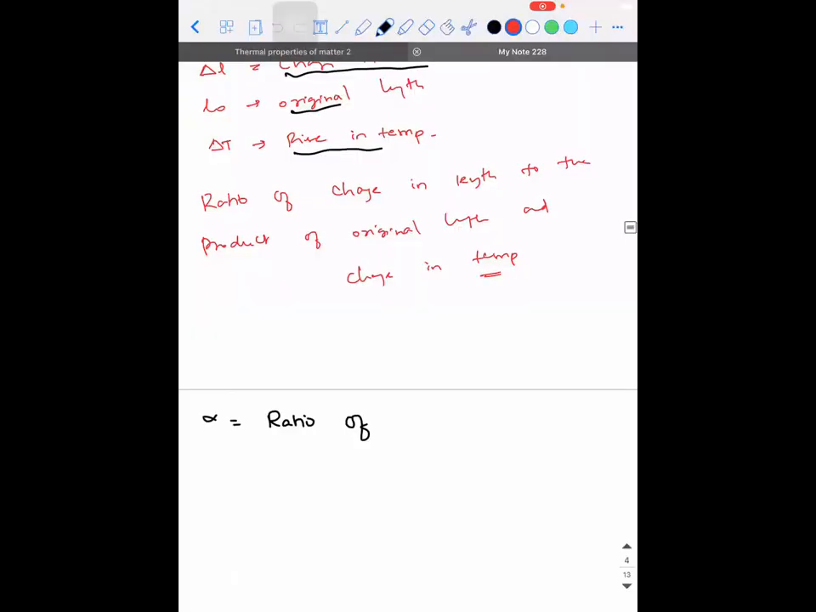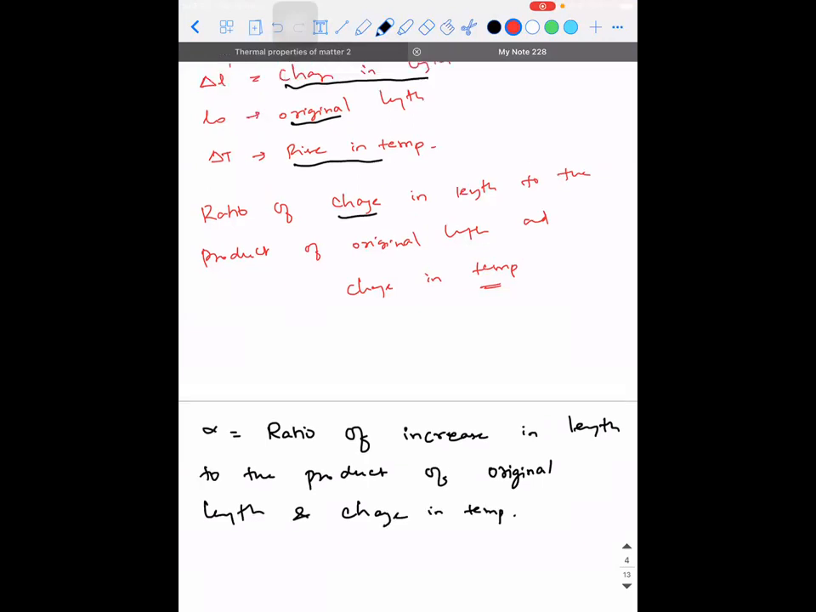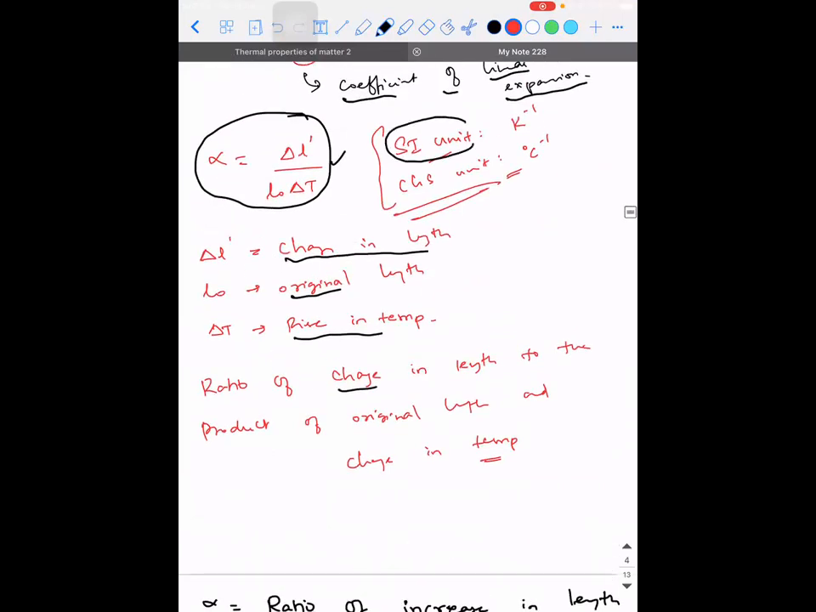Ratio of what? So last class I wrote it as change in length, no? Rather, I'll write it as ratio of increase in length to the product of whom? Original length and change in temperature. Am I right? So that's the definition. Now, what will be the SI unit for it? It is Kelvin inverse, and the CGS unit is degree Celsius inverse.